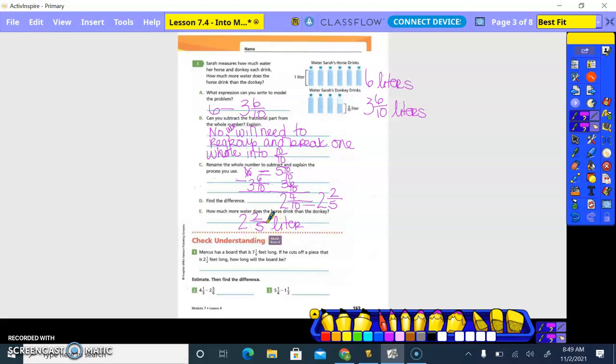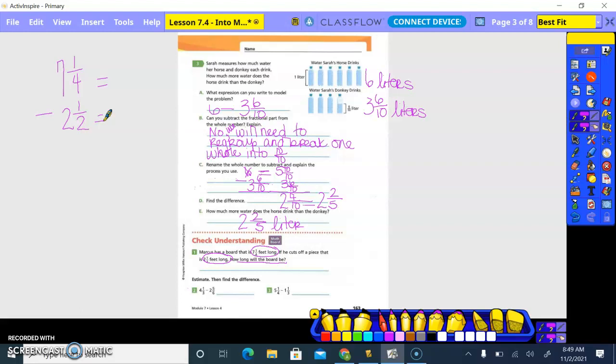Marcus has a board that is 7 1/4 feet long. If he cuts off a piece that is 2.5 feet long, how long will the board be? 2 1/2, 2.5, and then how long will the board be? So we would do what? 7 1/4 minus 2 1/2. Okay, I want to do it improper fraction way, just so we can try it. You don't have to do it that way, but it's up to you.